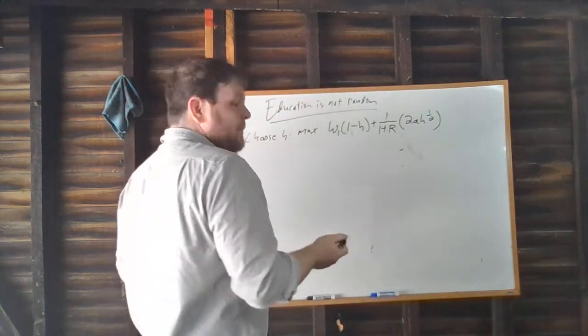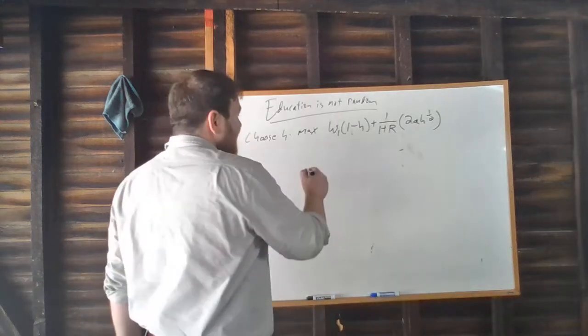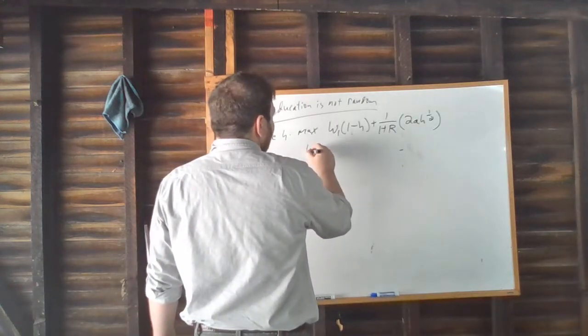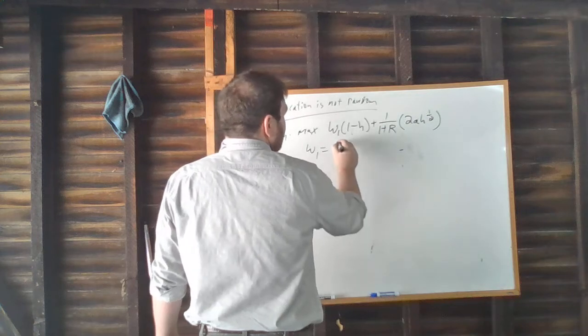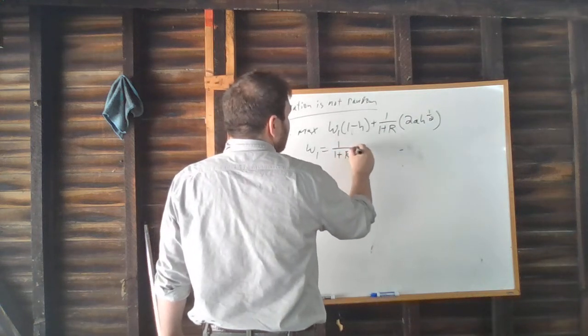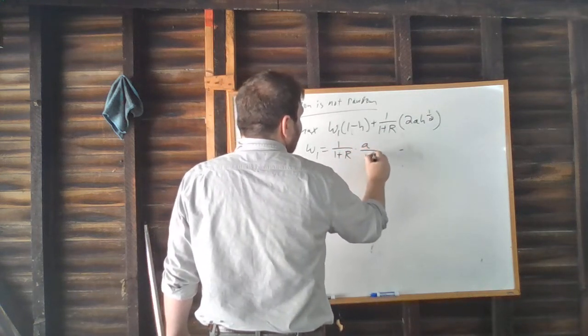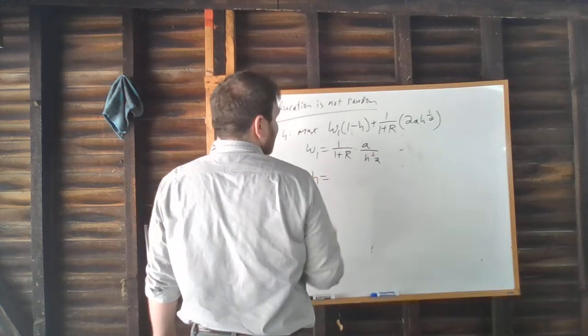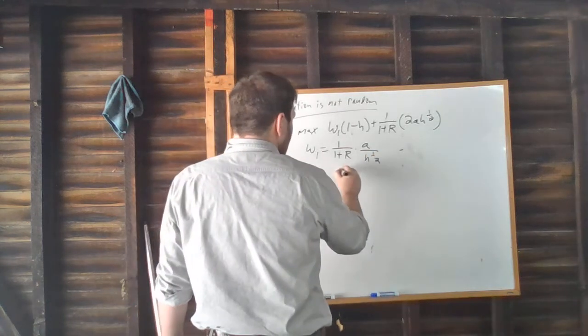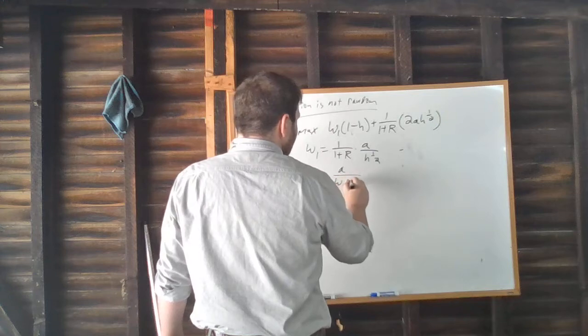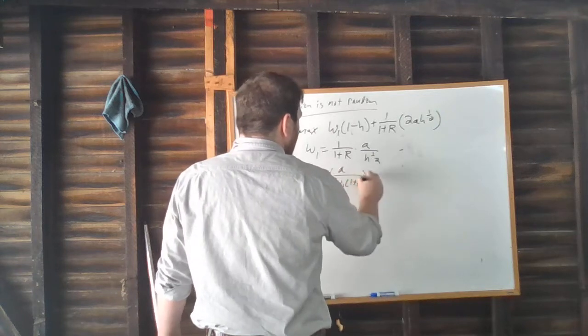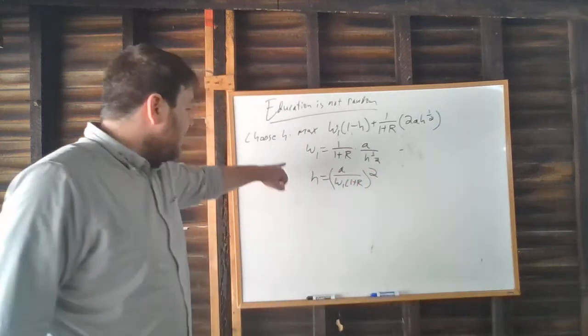right? As we've done before, when we maximize this, we're going to get W1 equals 1 over (1 plus R) times A over H to the 1/2. H is going to equal A over W1 times (1 plus R) all squared, right? This is what we've done before.